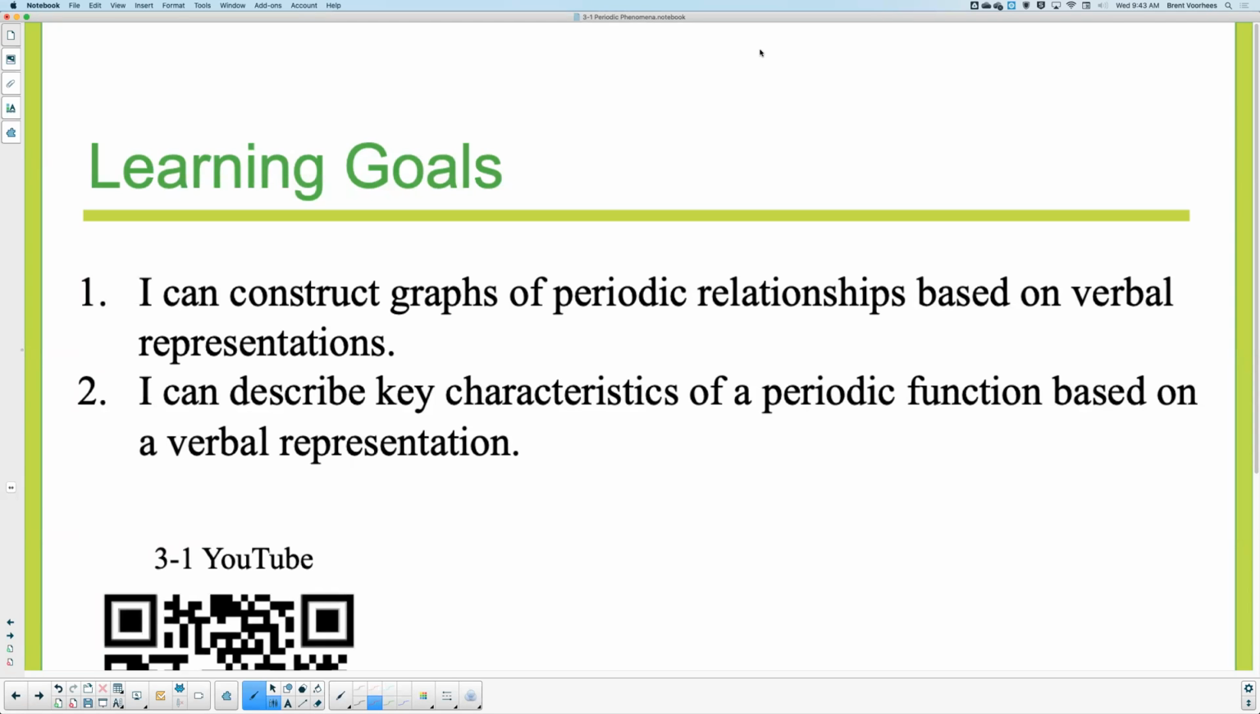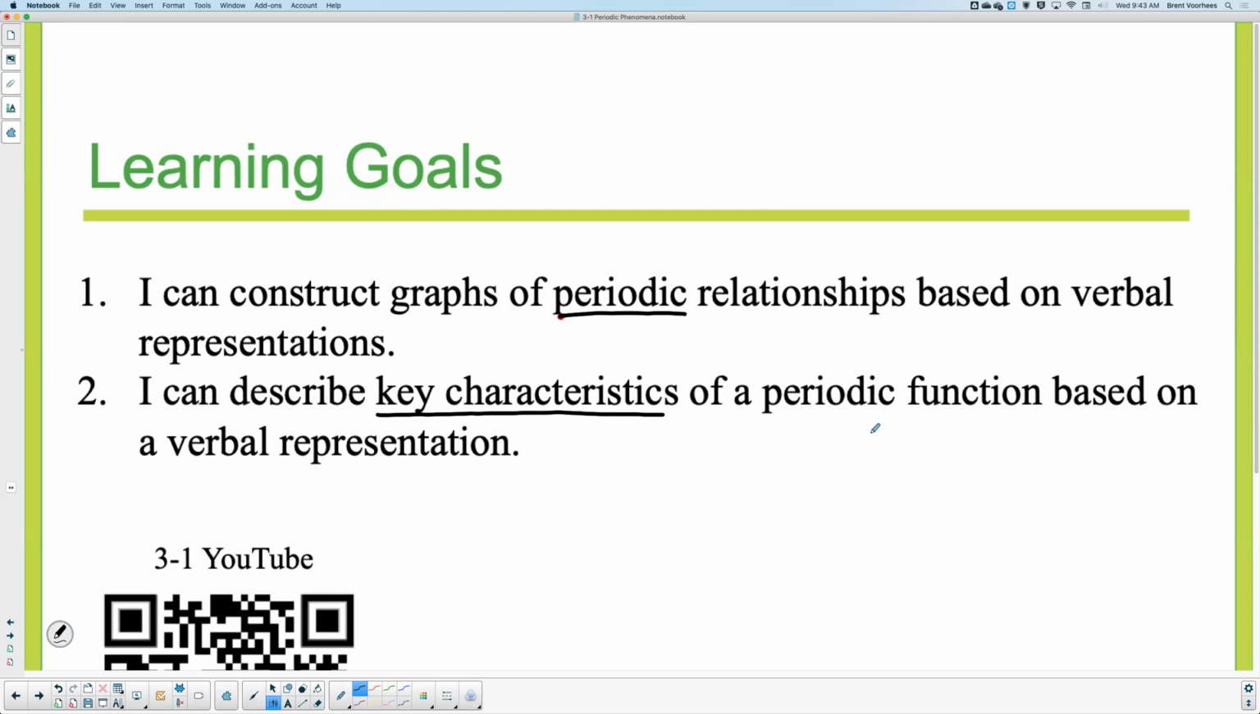Unit 3. Let's begin with Unit 3. So this first lesson in Unit 3, as we move into what's called trigonometric functions and polar functions, that's what Unit 3 is going to be all about. We're going to start with this idea of something being periodic. Now, periodic is going to be repeating, as we'll see in a second. So today we're going to be looking at constructing graphs of periodic functions or relationships, and we're also going to learn some key characteristics that describe periodic functions.